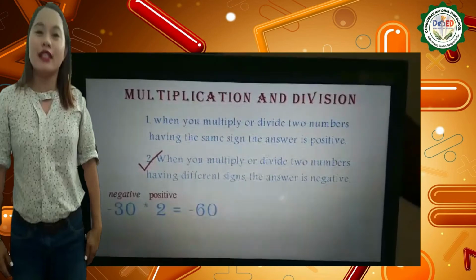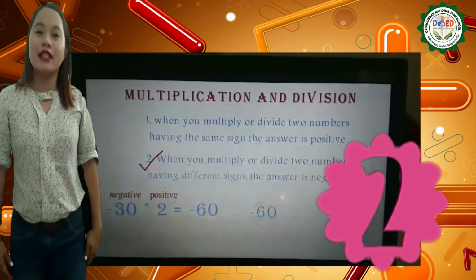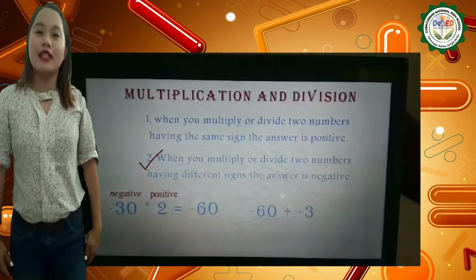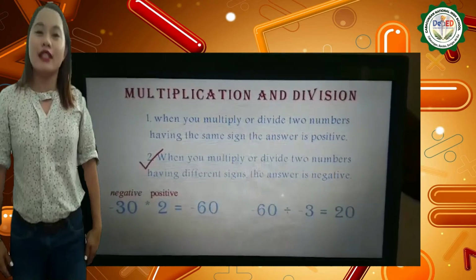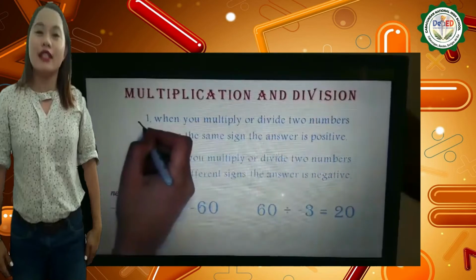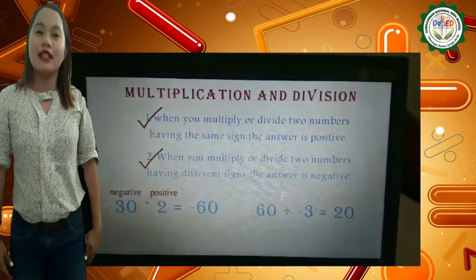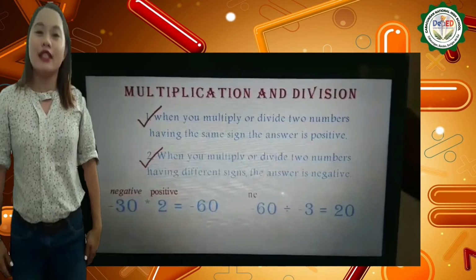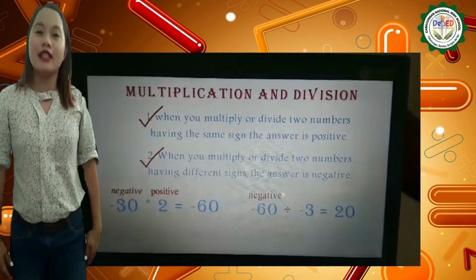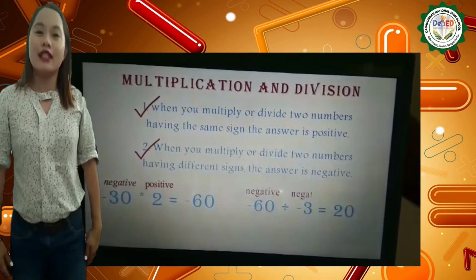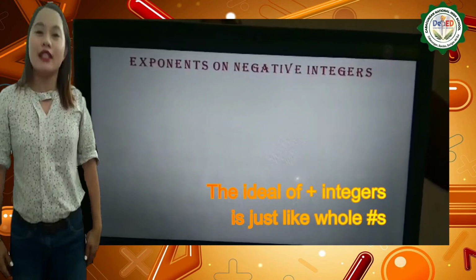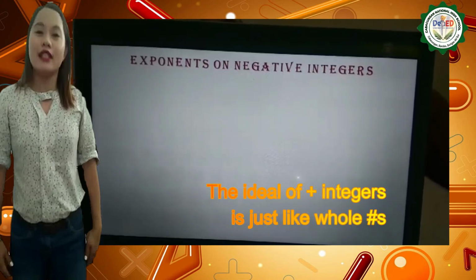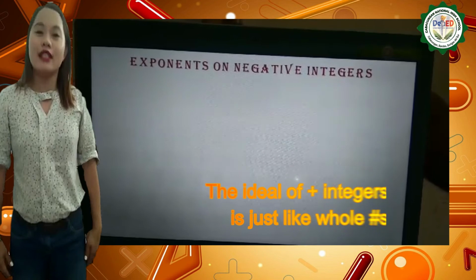Example number 2. Negative 60 divided by negative 3, the answer is 20. Here, we divide to get 20. Notice that our answer is positive because both numbers have the same sign. We are just looking at negative integers because the idea of positive integers is just like whole numbers.